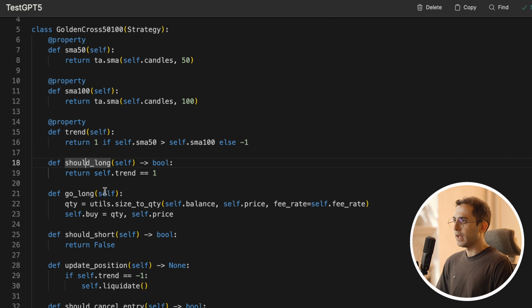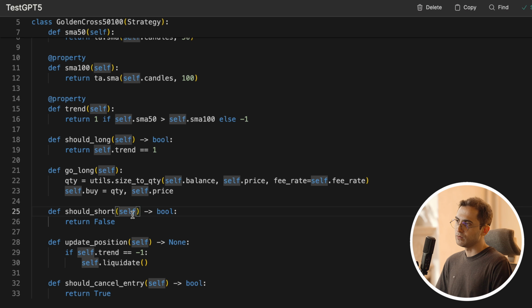The should_long function, which is the entry rule of the strategy, is simply if the current trend is 1. And then in the go_long, which is where we do the position sizing, it's first determining the quantity using the size_to_qty utility function of Jesse. It is passing the entire balance and then the entry price, which is the current price. So this is correct. Then to submit the actual buy order is saying self.buy equals quantity and then the current price. So this is going to execute a market order.